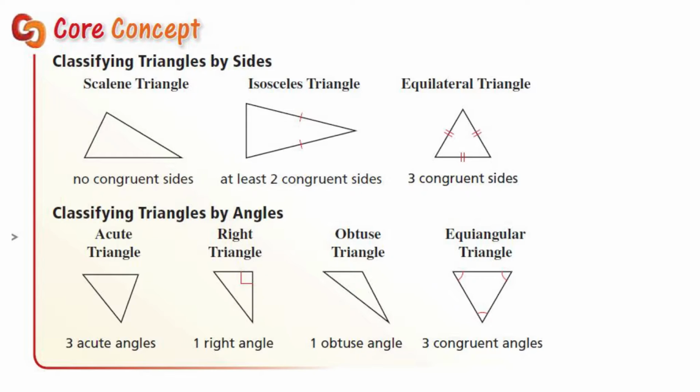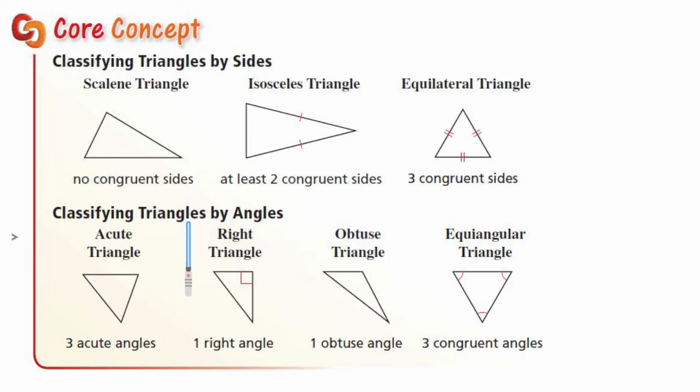So you've all learned about different types of triangles throughout elementary and middle school. We have a scalene triangle, an isosceles triangle, or an equilateral triangle. In a scalene triangle, there are no congruent sides, which means none of the sides are equal. An isosceles triangle has at least two congruent sides, which means that this side and this side are equal to one another, but this side could be different. In an equilateral triangle, all sides are equal. There are three congruent sides.